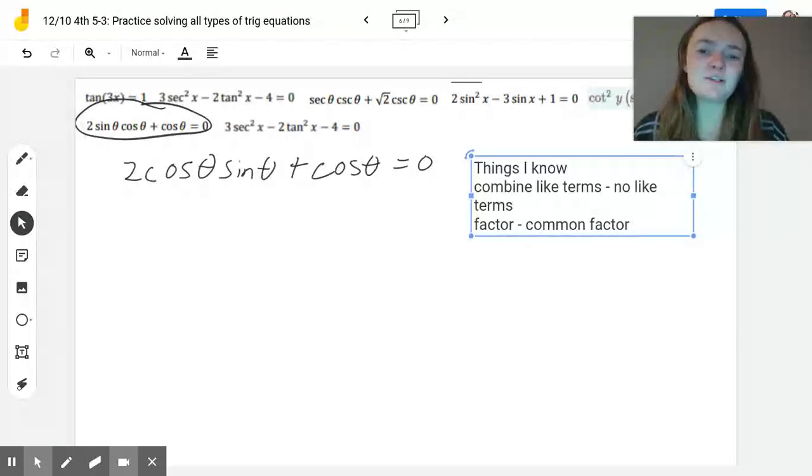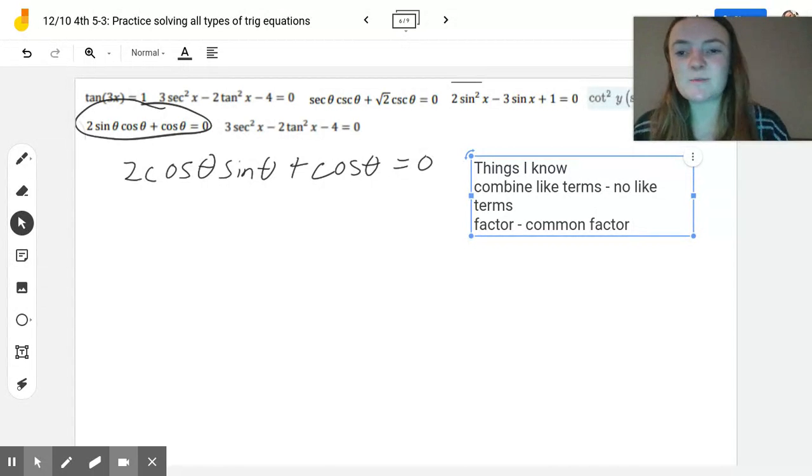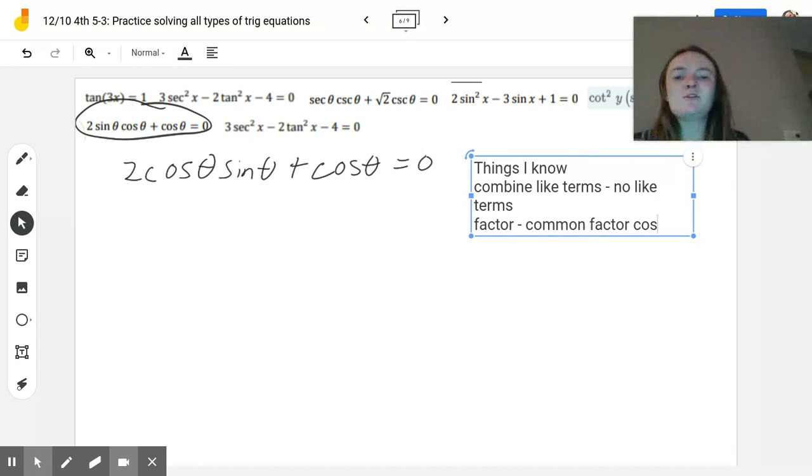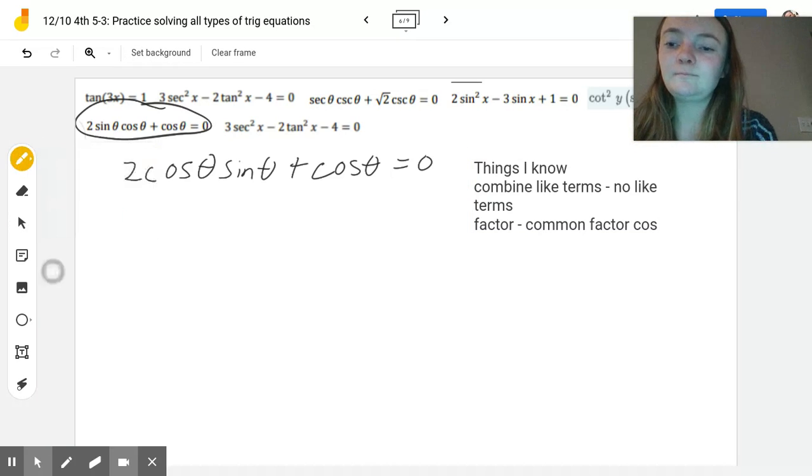The common factor is kind of easy to spot. In fact, you could probably spot it even if you didn't really know what factoring was. You could see that both terms have cosine theta in them. So the common factor is cosine. So what I'm going to do is factor out cosine theta. We're going to take a cosine theta out.